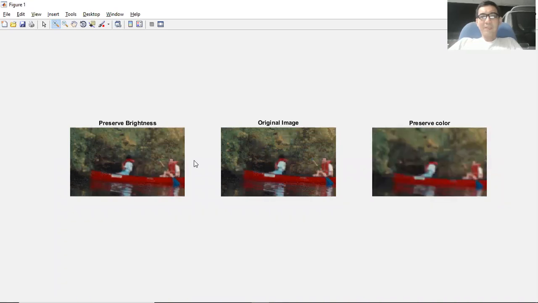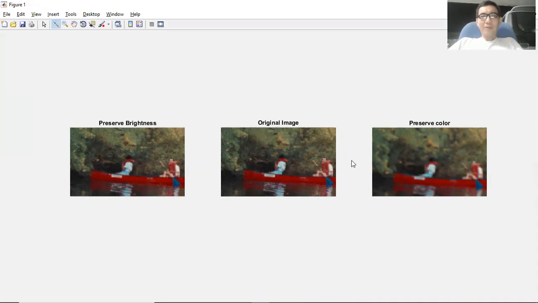If you see the one that preserves brightness, the resolution is very much preserved, so you can see it's still very sharp, as compared to the one where I preserve the color and compress the brightness, which is blurrier. In other words, preserving brightness is more important because we are more sensitive to brightness change than color change.